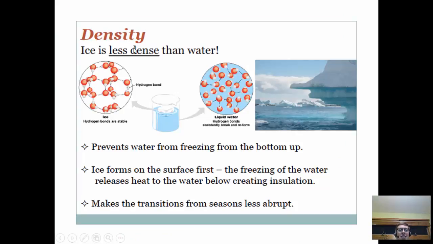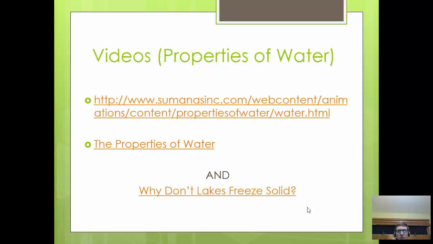Ice is also less dense than water, and we've talked about that a little bit, but it's really important, and that prevents water from freezing from the bottom up. Again, if it froze from the bottom up, then the ice would stay down there forever, water would push up, and it'd be very, very difficult to ever have liquid water on Earth. Instead, ice forms on the surface first, freezing the water releases heat to the water below, and that actually insulates the water, keeping it even warmer. And this also makes transitions between seasons less abrupt, and the less abrupt it is, the easier it is for life to adapt to it.